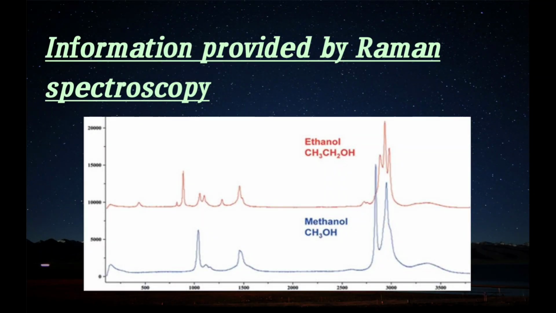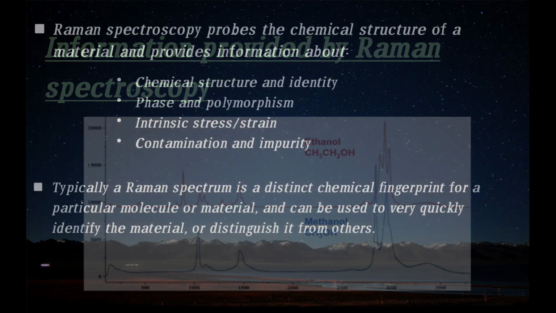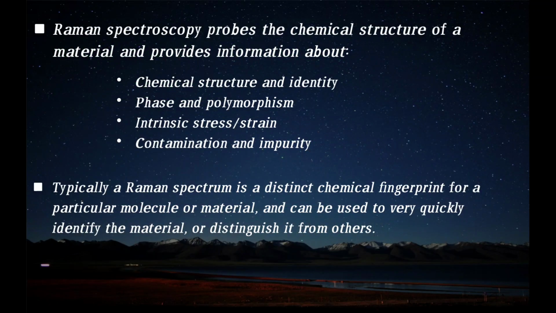Information provided by Raman spectroscopy. Raman spectroscopy probes the chemical structure of a material and provides information about chemical structure and identity, phase and polymorphism, intrinsic strain, contamination and impurity. Typically, a Raman spectrum is a distinct chemical fingerprint for a particular molecule or material and can be used to very quickly identify the material or distinguish it from others.